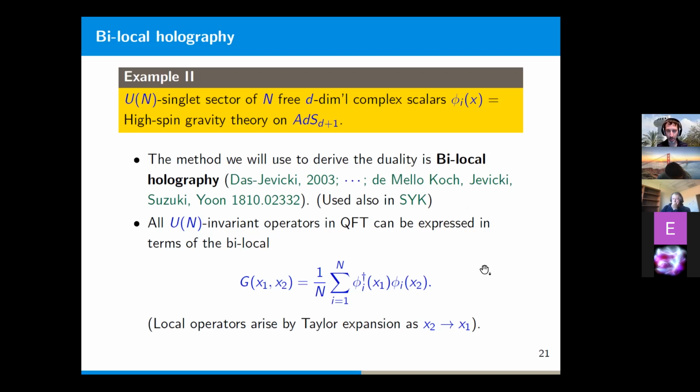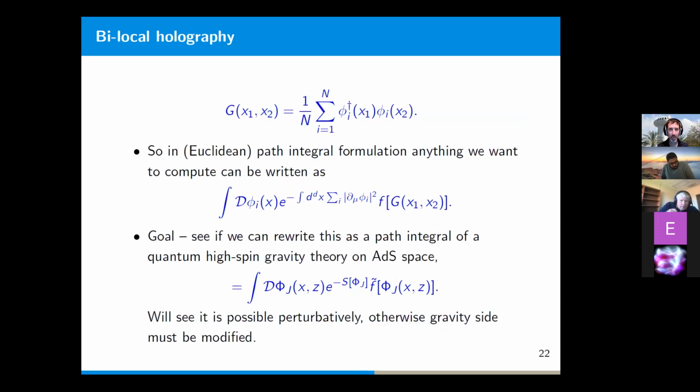In particular, of course, the local operators can arise just by doing a Taylor expansion of this as x2 approaches x1. So doing the Taylor expansion gives all these spin J operators that I described before. But obviously, this is UN invariant even for separated points. And again, the claim is that these are all the UN invariant operators. So what that means is that one way to formulate what we mean by the UN singlet sector of the theory on the field theory side is that we have this path integral over a field phi I with the standard free field action, and we want to compute various functionals of this bilocal. So this is one way to write all the information in the UN invariant sector of this theory.